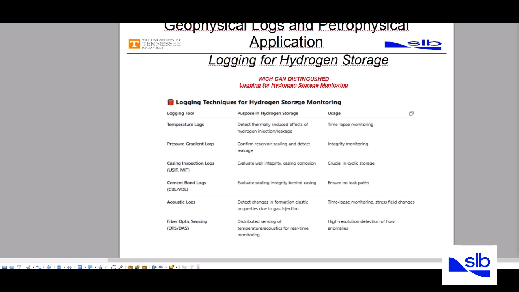Logging for hydrogen storage monitoring. Temperature logs, logging techniques for hydrogen storage monitoring. When we are talking about hydrogen storage, we are talking about a complex project to capture and separate the hydrogen from, for example, water or air, and store it in a natural reservoir. In this case we monitor the temperature and the pressure gradient, detect the thermally induced effects of hydrogen injection, confirm reservoir integrity, and detect leakage.